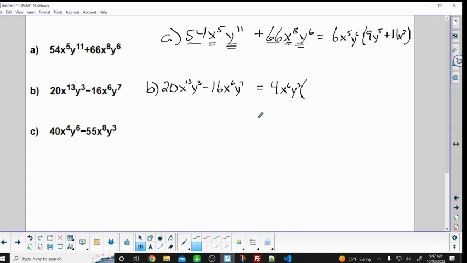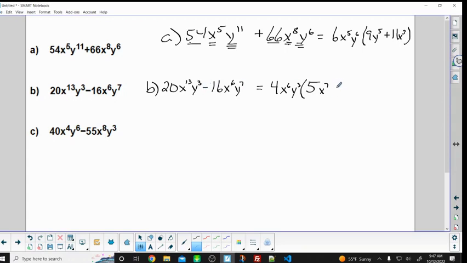Now that we have our greatest common factor, let's do our division. 20 divided by 4 is 5. x to the 13th divided by x to the 6th, just subtract those exponents. 13 minus 6 is x to the 7th. y to the 3rd divided by y to the 3rd is 1, so this is times 1. We don't need to put that there. Let's put down our subtraction sign.